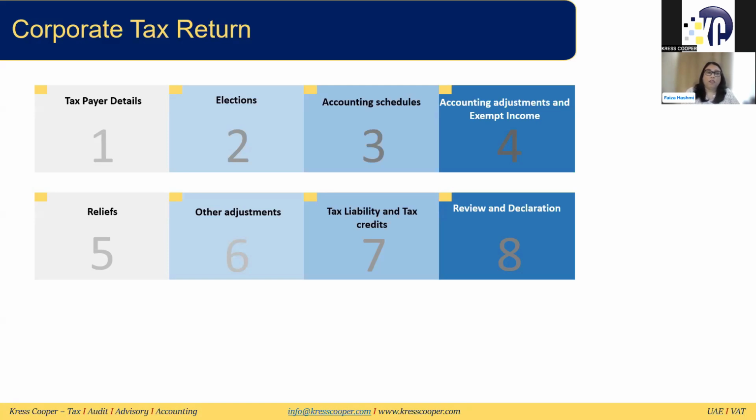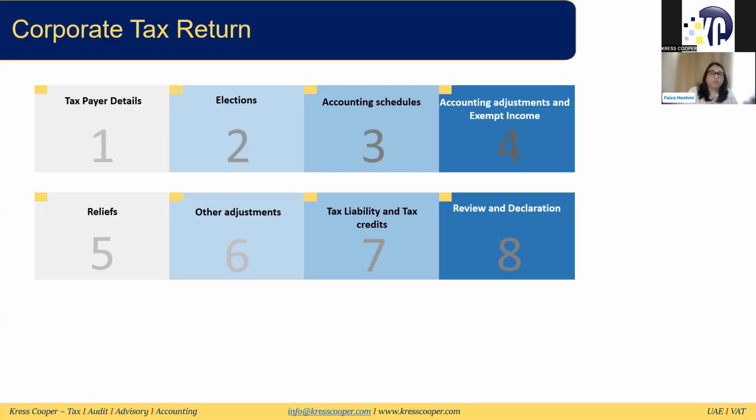Then we will be discussing the reliefs. The next portion is for the reliefs, under the qualifying group relief or the business restructuring relief. Then we have other adjustments, and then they will move on to the section where the tax liability and the tax credits appear, like for example the foreign tax credit, or the withholding tax credits, which right now is 0%, but in future will appear here in the last section.